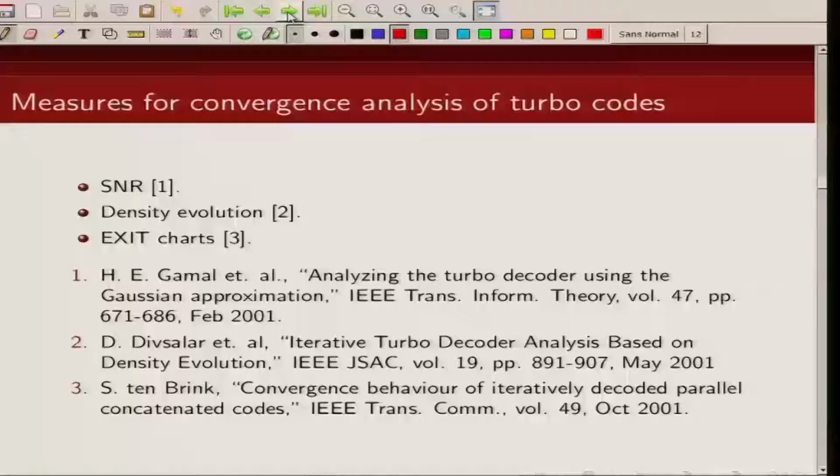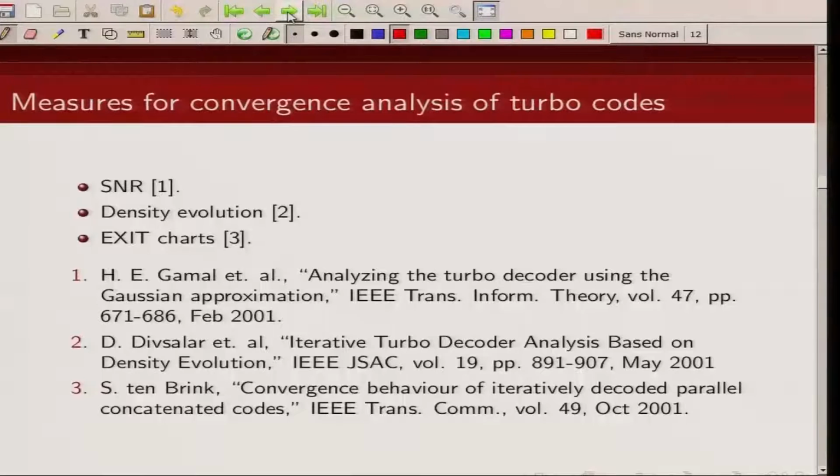It gives us a tool to analyze the performance of concatenated schemes that use iterative decoding algorithms. It gives us a tool to design our constituent encoders. It gives tools to design our puncturing pattern. So, it is a very interesting tool for analysis in the waterfall region.